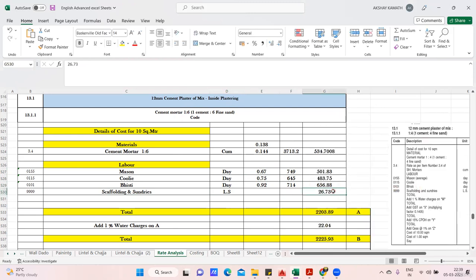You can take around 30 rupees as a lump sum. If I want to make 10 square meter of my plastering, my scaffolding and other will be somewhere 30 rupees for that. Now total will be, you add everything, you'll get the total, which is 2207.16.